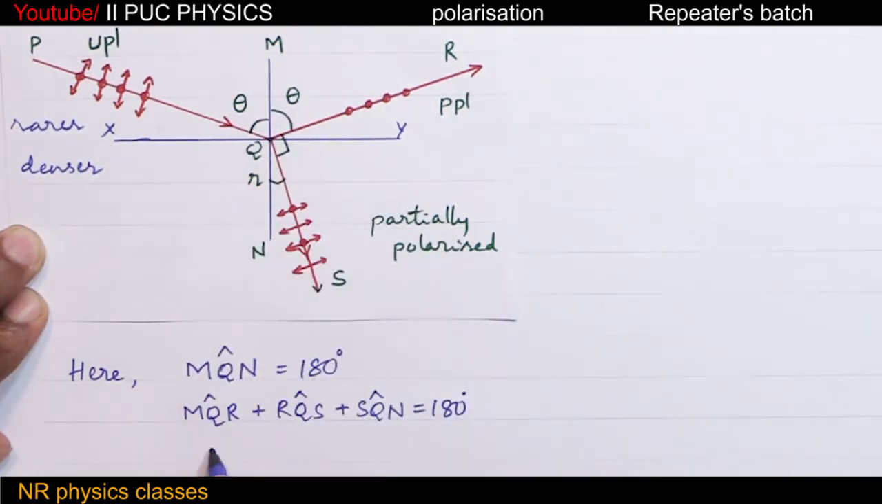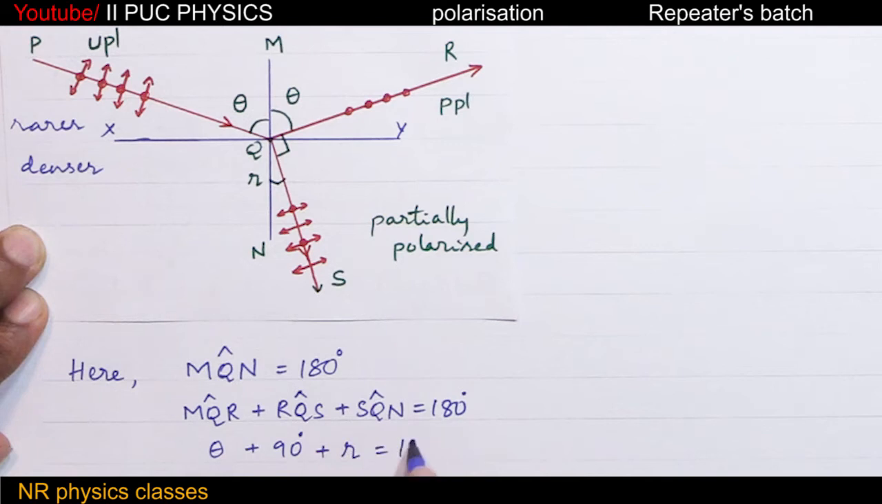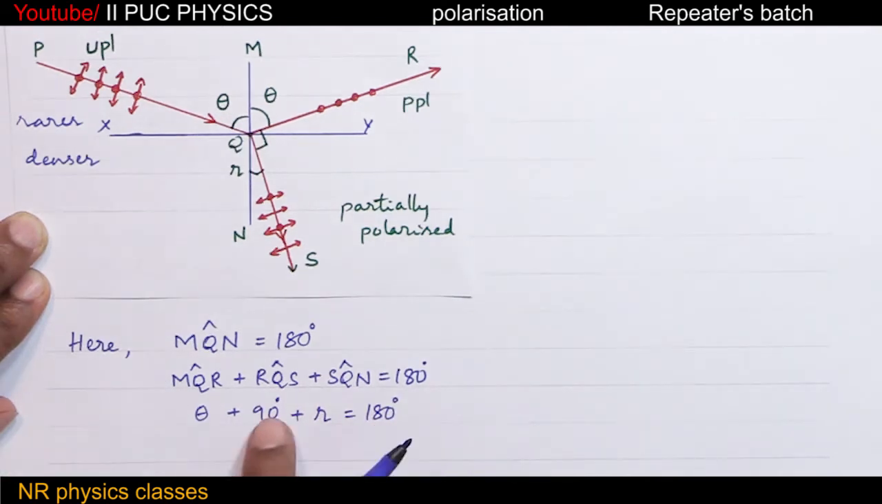MQR is theta, RQS is 90, SQN is R. 180 minus 90 is 90, therefore R equals 90 minus theta, taking theta to that side. Equation 1.